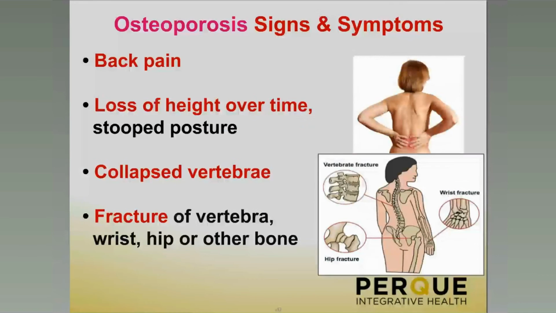Osteoporosis has certain signs and symptoms that can range from back pain that is otherwise unexplainable, to loss of height over time due to a stooped posture, to collapsed vertebrae, to fracture of the vertebrae, wrist, hip, and other bone. And this is diagrammatically reinforced on this slide.